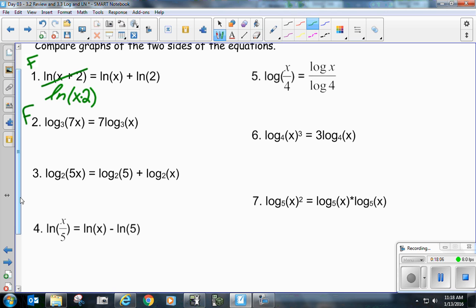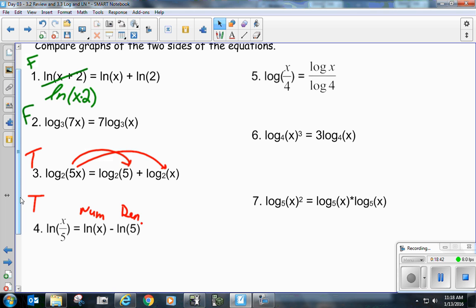Okay. Number 3. What do you guys think? True. It is multiplication, and it definitely turns into addition: log of 5 plus log of x. Same base. True. Number 4? True, of course, because the same rules for logs apply to natural logs. Division means subtraction. This is the numerator, the x, and 5 is the denominator. Good.